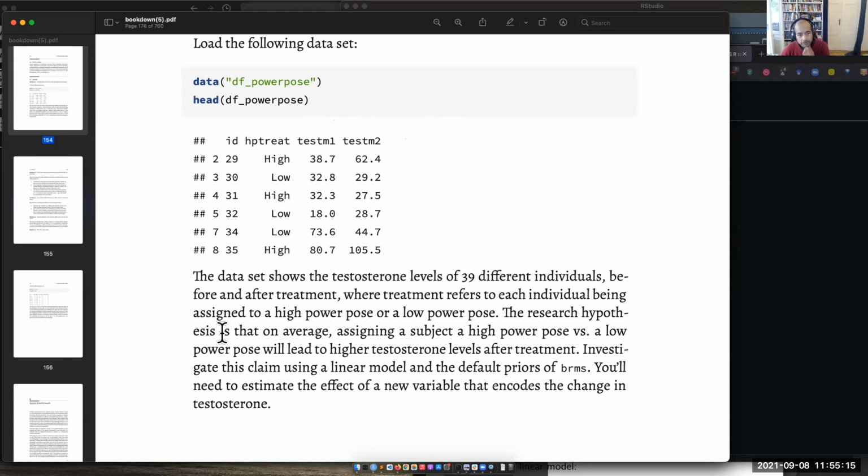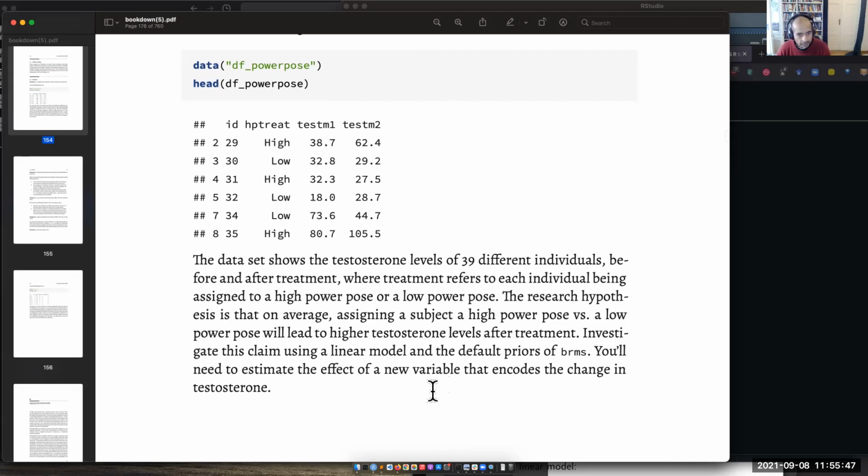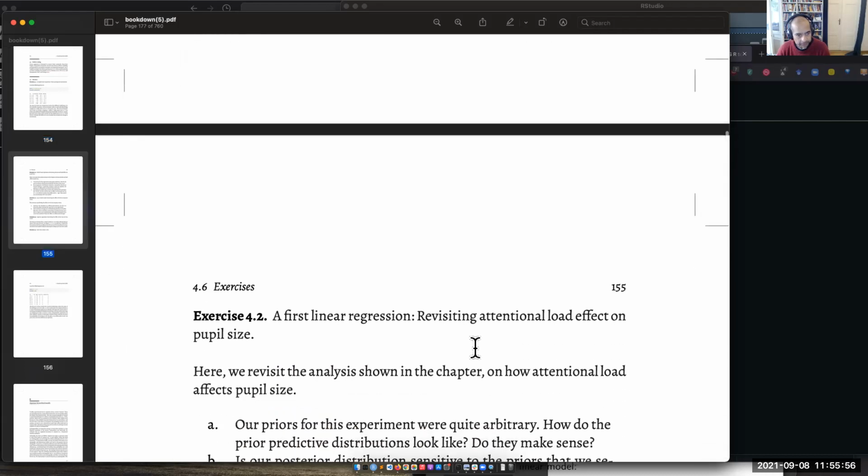So the research hypothesis is that on average, assigning a subject with a high power pose versus a low power pose will lead to higher testosterone levels after treatment. So the way they were measuring this, I think, was through the saliva. So they would just take a stick, put it in the mouth, measure the testosterone level. So I've been told by experts that that's not a very accurate measurement. So there's probably a lot of measurement error in that kind of setup. But nevertheless, let's just treat the data as valid. Okay. So we have to estimate this change in testosterone due to high and low power. So that's the exercise. Okay.